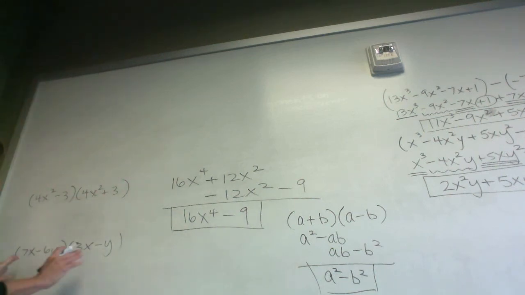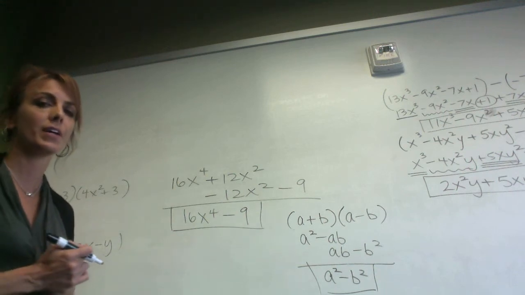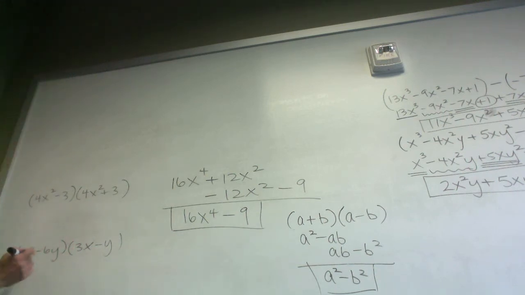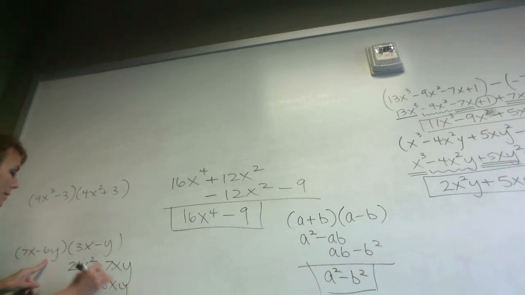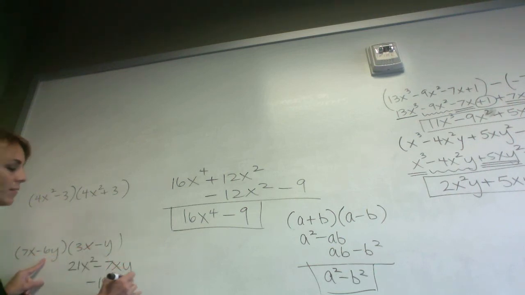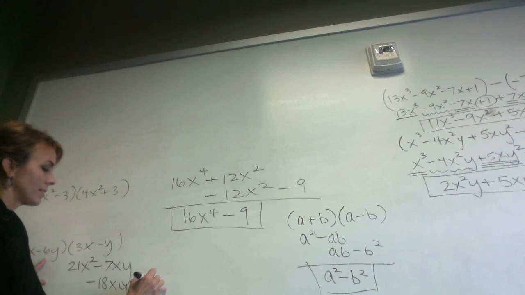Okay, last, let's take a look here. 7x minus 6y times 3x minus y. Same idea, except here we have two different variables going on. You don't handle it any differently. You're just going to multiply the 7x to both, then the 6y to both. Sorry, negative 6y. So 7x times 3x gives us 21x squared. 7x times negative y, negative 7xy. Negative 6y times positive 3x, negative 18xy. And negative 6y times negative y would be positive 6y squared.